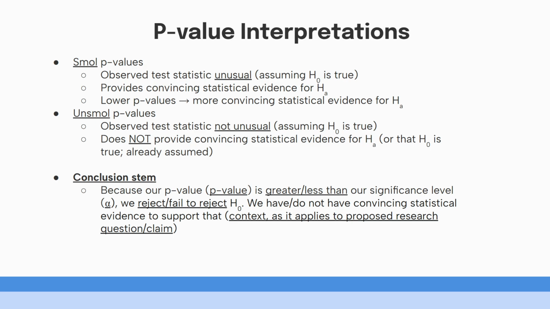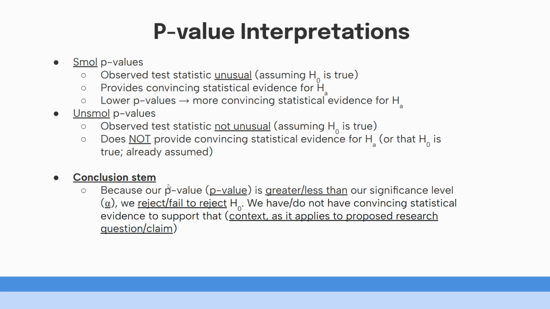But for larger p-values, it means that your observed test statistic is not unusual, assuming your null hypothesis is true always and forever. It does not provide convincing statistical evidence for the alternate hypothesis, because your test statistic is not unusual. It can happen due to chance. There's a high chance that the test statistic occurred due to chance, so it's not atypical.